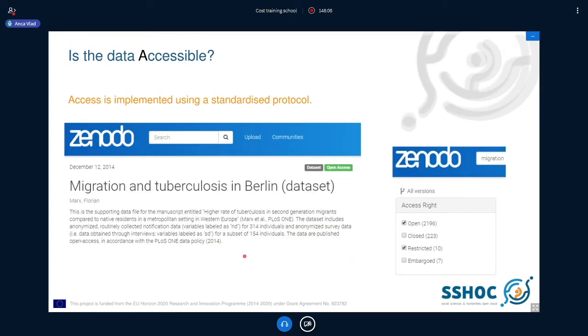Here's an example, again, a screenshot of a dataset published on Zenodo, migration and tuberculosis in Berlin, and the access level is clearly stated here. Okay, so it's open access, and you can also see data collections categorized based on their access level. So most of them are open, and then we have restricted, closed, embargoed. As you see, every repository would have a version of these access levels that I mentioned earlier, but it's just important that it is very clear which one applies to the dataset.